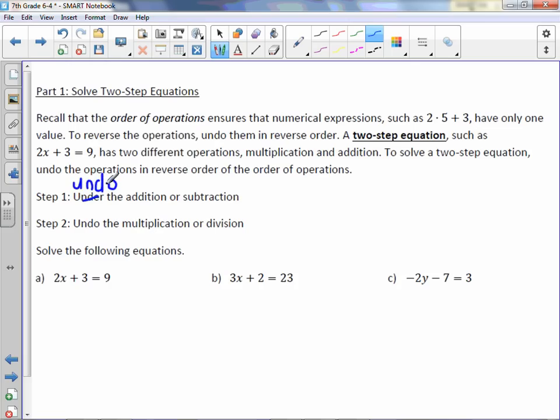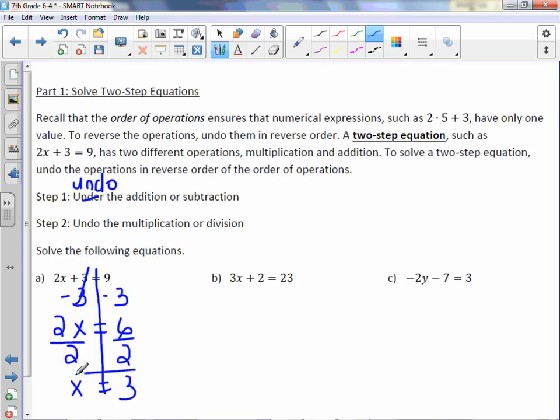Okay, so let's solve the following equations. So we're still going to put our line through the equal sign. I need to take care of all the addition and subtraction first by doing the inverse operation. So I have a plus 3 attached to my variable, so I'm going to minus 3 from both sides. Those cancel. Bring down the whole 2x there, equals 9 minus 3 is 6. Now I can undo the multiplication by dividing both sides by 2, and we would get x equals 3.